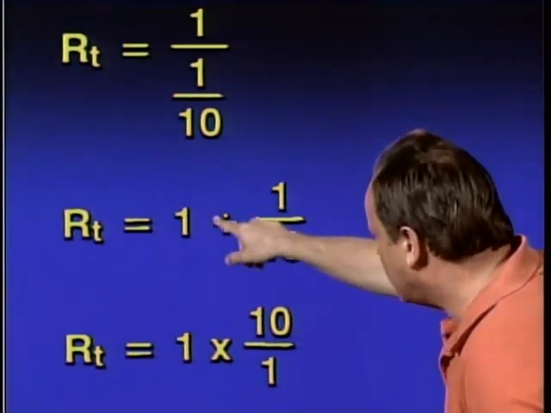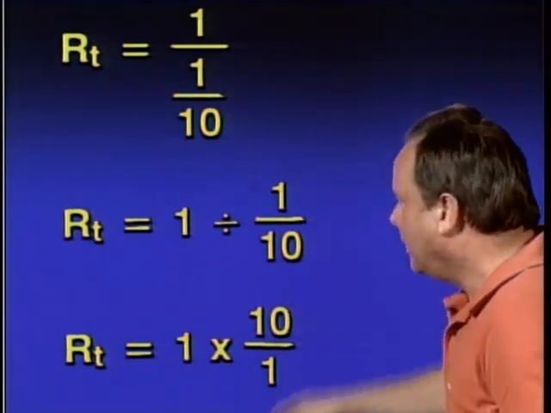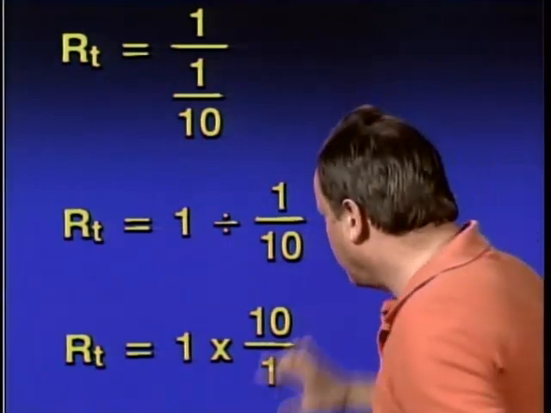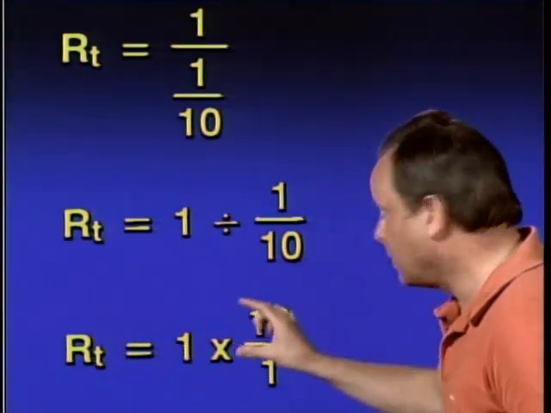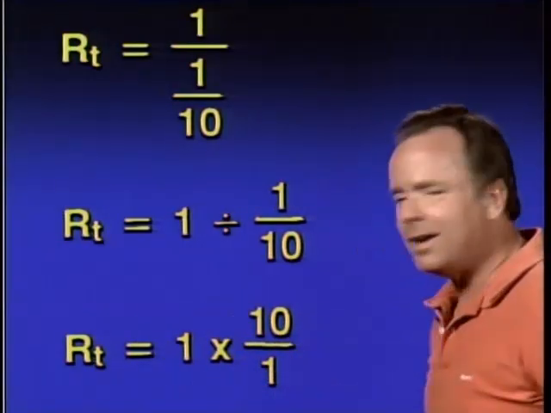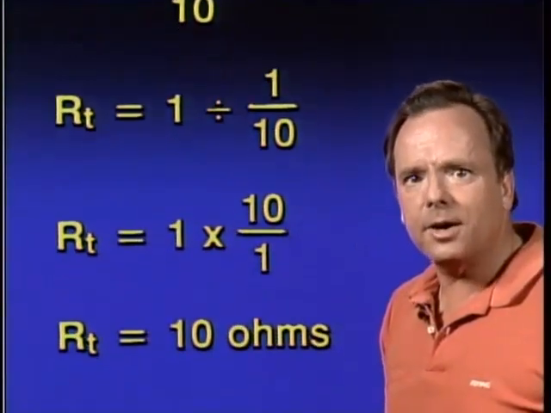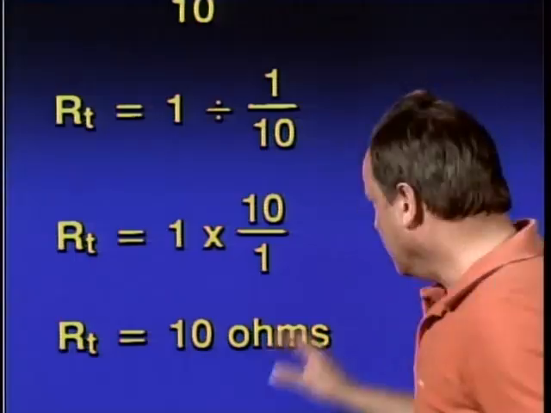Well, let's take a look at it. It comes out to 2/20. So now the total resistance is equal to 1 over 2/20. Wait a minute. What is 2/20 equal to? You got it. It's equal to 1/10. So now the total resistance is equal to 1 divided by 1/10.